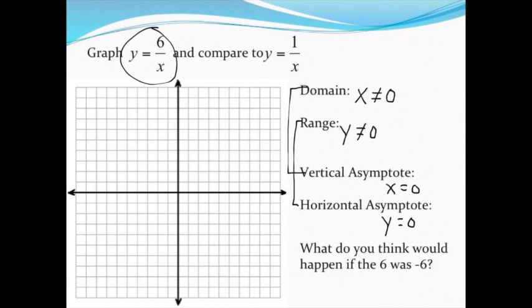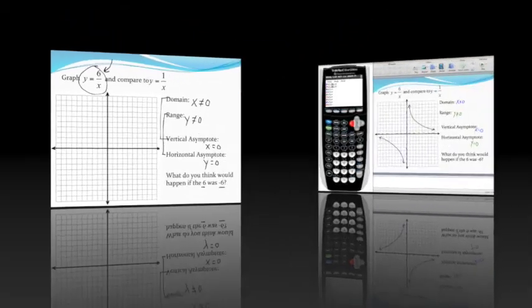What I want to see then, using my calculator, is what happens when that a value becomes bigger. When that a value is a 6, what happens to the graph? And then also this question down here, what's going to happen if we have a negative 6 instead of a positive 6? You may want to make a couple of predictions, but let's switch over to the calculator and actually see what happens to the graph.